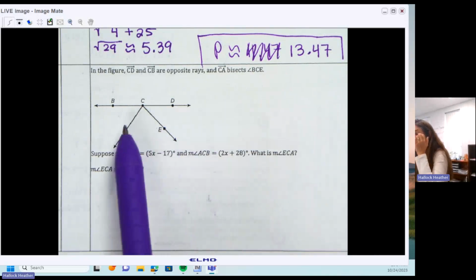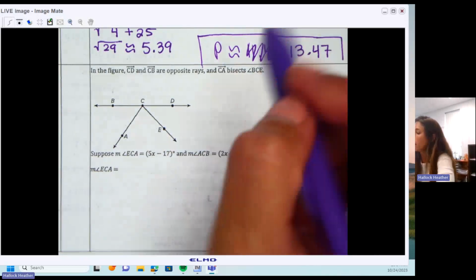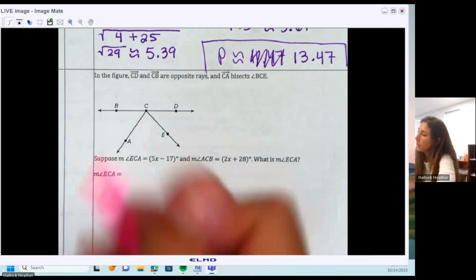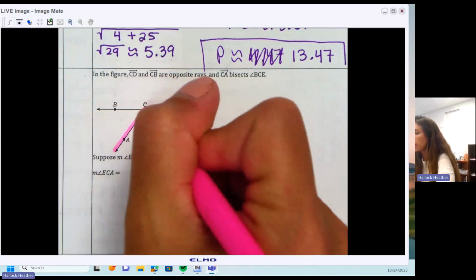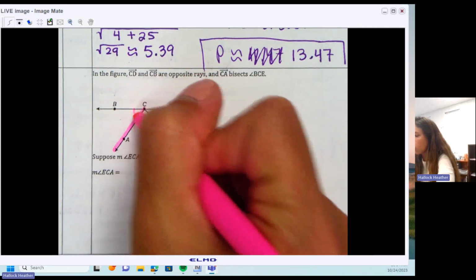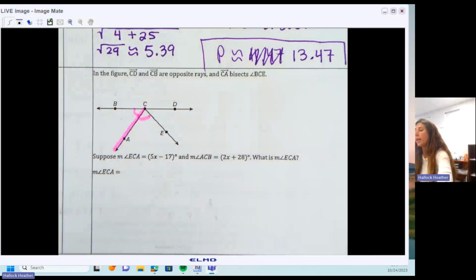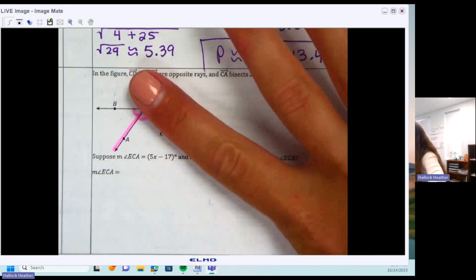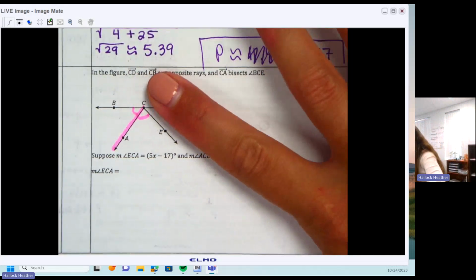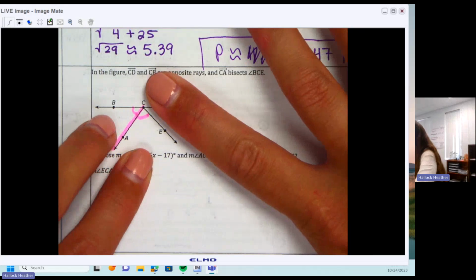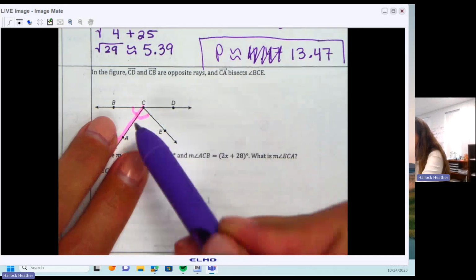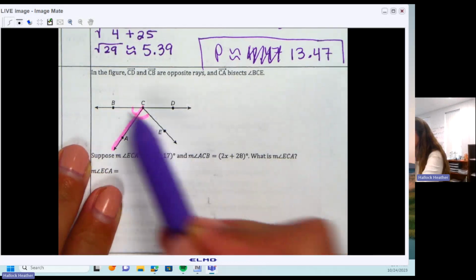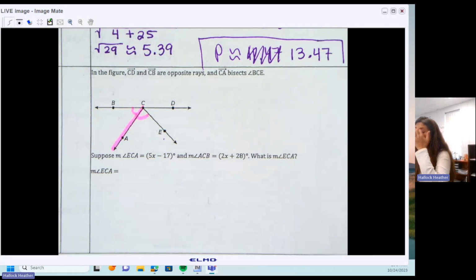Last one. It says in the figure that they're opposite rays. The important part is that ray CA is bisecting BCE, so these angles are congruent. Bisecting means it's cutting it in half. So you're disregarding this portion of the line. You can cut off that piece and just look at these. In geometry, they like to give you a lot of extra pieces in pictures, so disregard what you're not using. I know that CA bisects BCE. That's the important part. It's cutting it into equal halves.